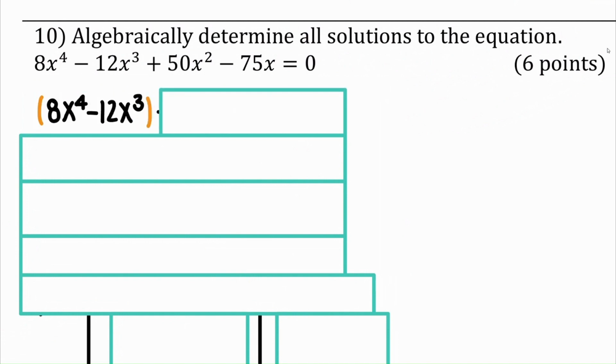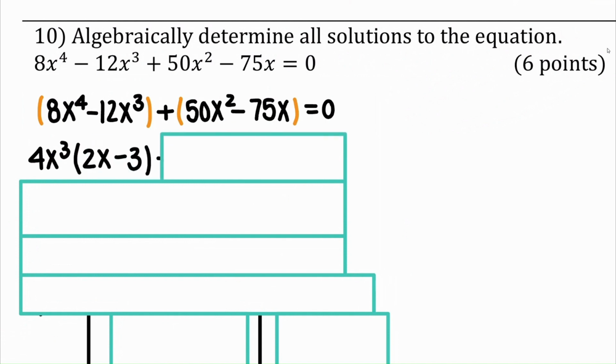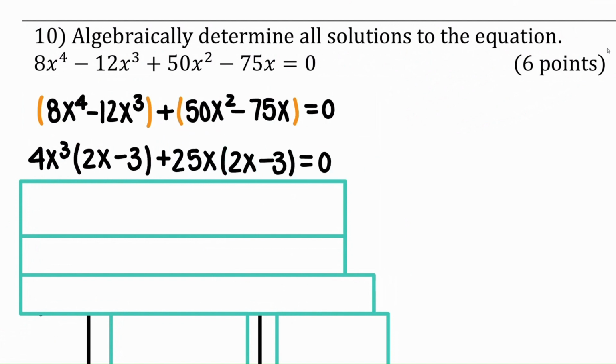So let's group the first 2 terms together and then group the last 2 terms together as such. And then from here, let's factor out the GCF in the first one. In this case, that's going to be 4x to the third power, leaving us with 4x to the third power times 2x minus 3. And then in the second set of parentheses, we can factor out a 25x times 2x minus 3 as well.